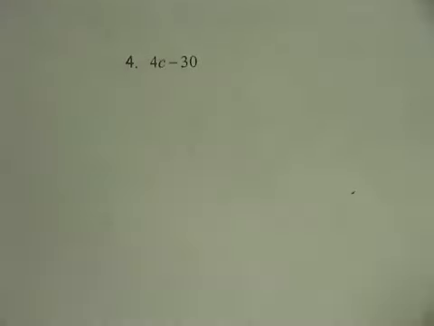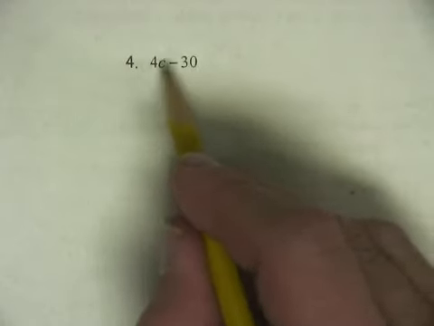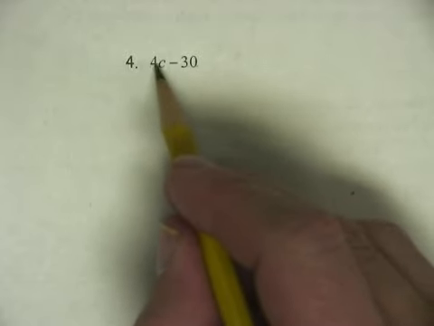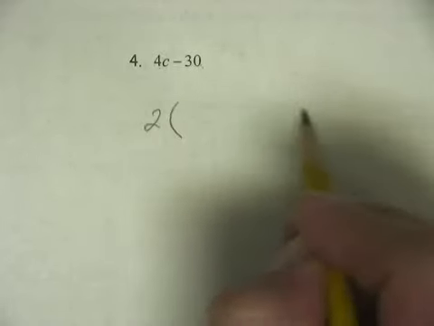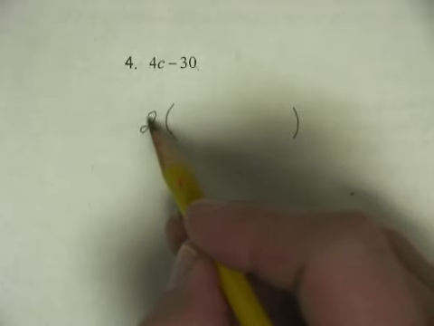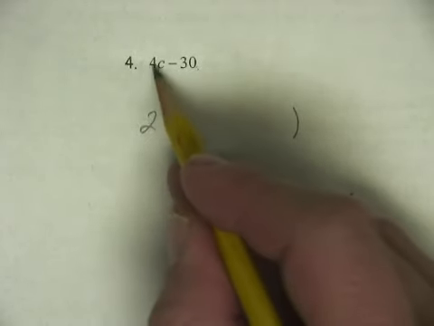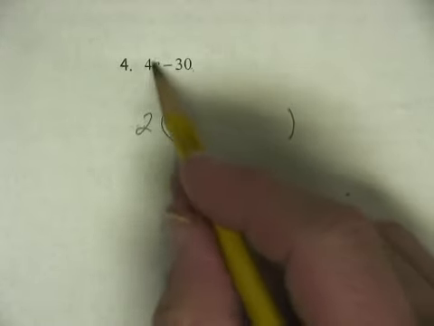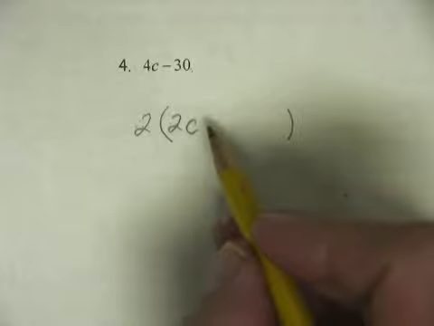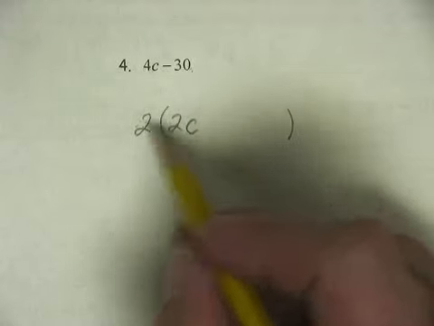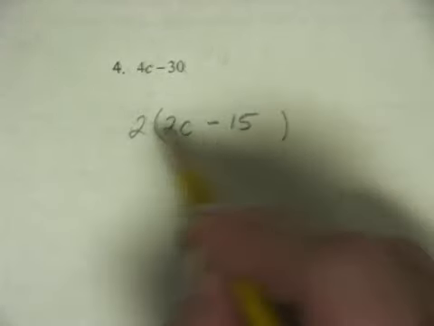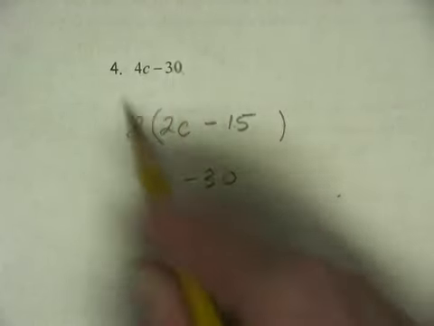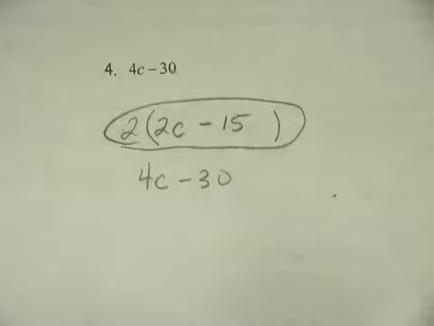Okay, the next one, number 4. I'm looking for the greatest common factor. Well, 4 doesn't go into 30, but I know 2 goes into both 4 and 30. So 2 is going to be my greatest common factor. Let's see. Well, how many times does 2 go into 4? 2 goes into 4 twice. 2 times 2 is 4. I just quickly mentally check it real quick. And then 2 times what gives me 30? That's 15. So 2 times negative 15 is 30. So there's 4c minus 30, and that's what I originally had. And there's my answer.